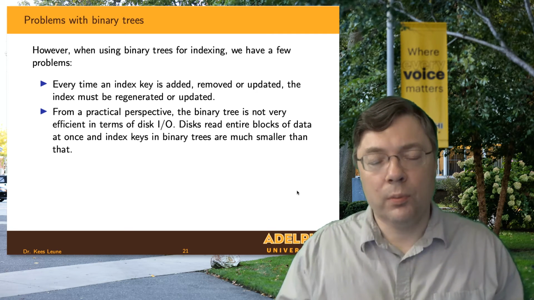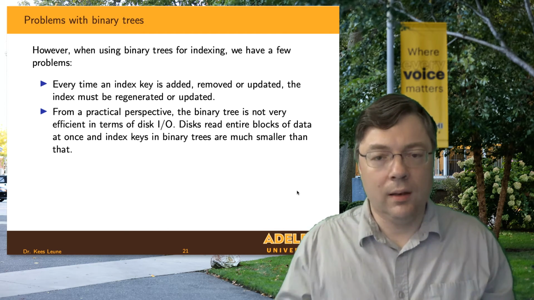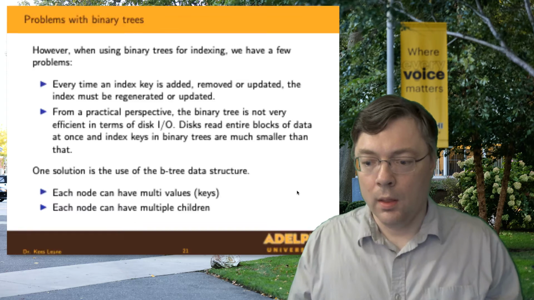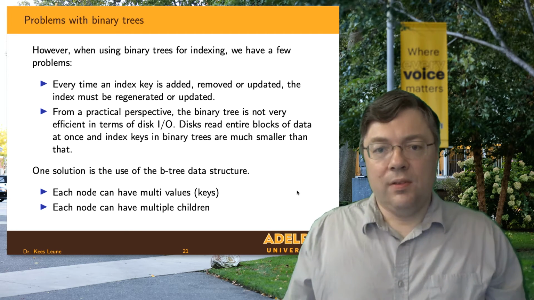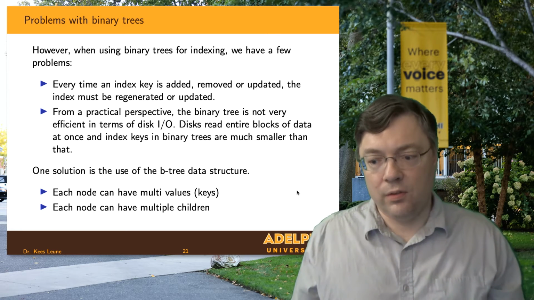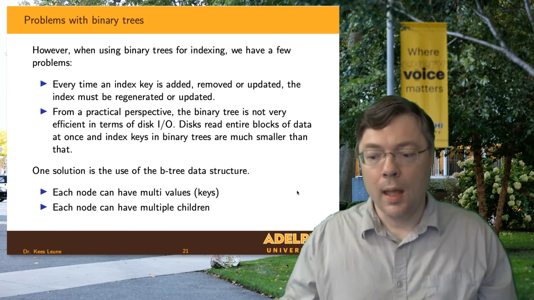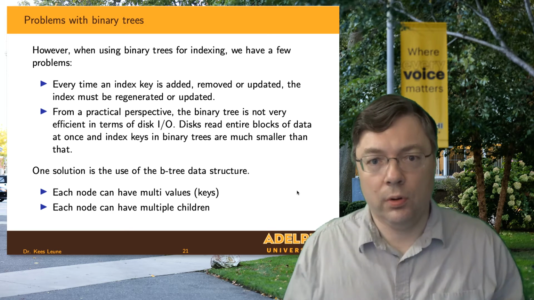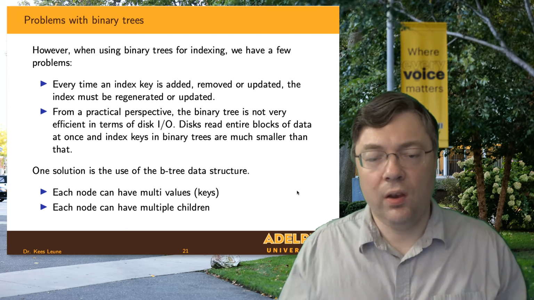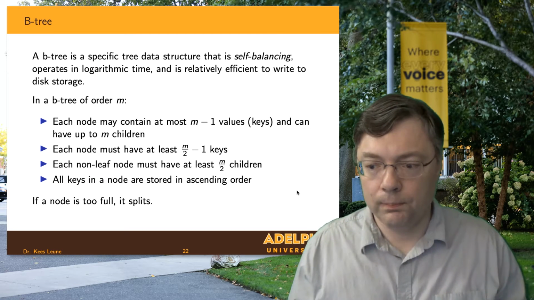A variation of the binary tree that is very much more efficient in dealing with blocks of data on a disk is called the B tree. And so the B tree is a data structure that has a couple of changes compared to the binary tree. Each node can have multiple values, not just one. And each node can have multiple children, not just 2, like in the binary node. And by doing those changes and adding some rules to this, I create a more efficient algorithm. And let's take a look at that algorithm.